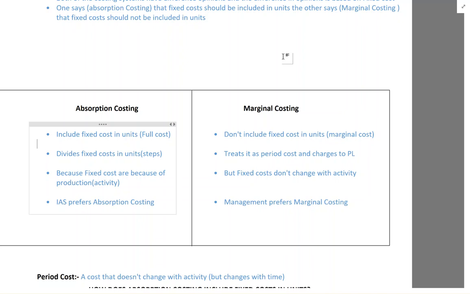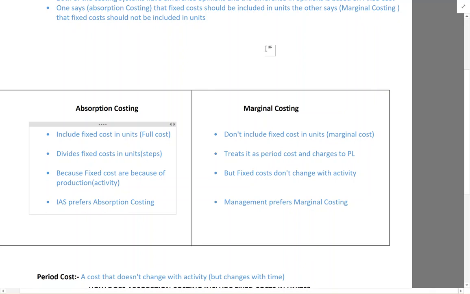Management prefers marginal costing. You will see many decisions that we make are based on marginal cost. We have something called relevant cost. You will study it in F5. We don't have decision making at F2 level. When you go to F5 level, you will see that in decision making we use relevant costs, and in relevant cost we use incremental or variable cost.